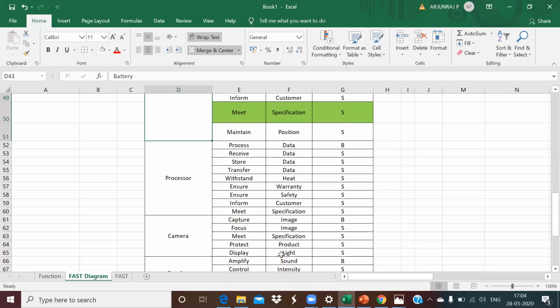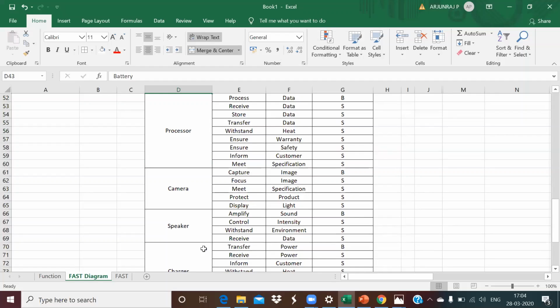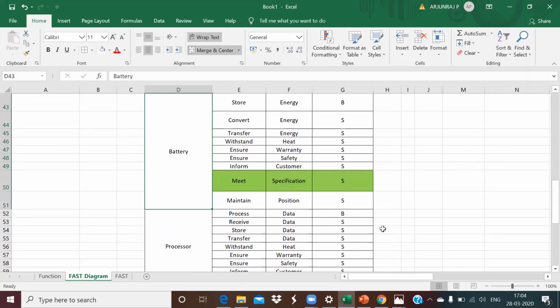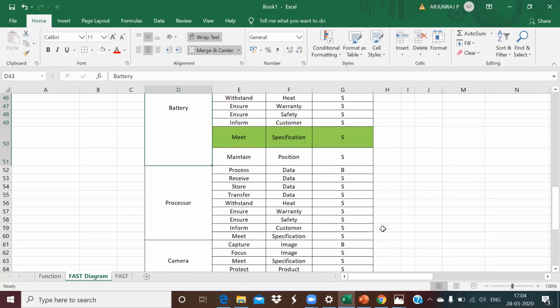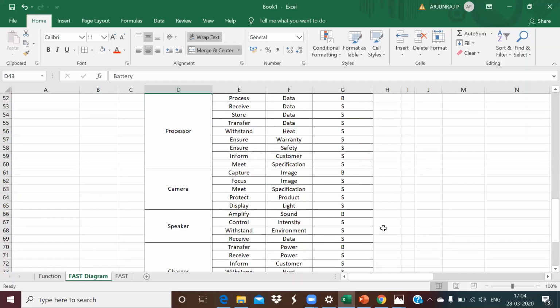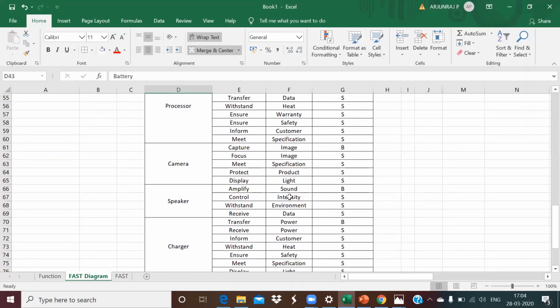Sir, when you consider the processor, it is including the RAM, no? Yes, sir, you are right. RAM and memory, yes. And when you're taking the speaker, it will amplify sound, it will control intensity. It will also withstand environment. And again, accordingly, we also created the charger.